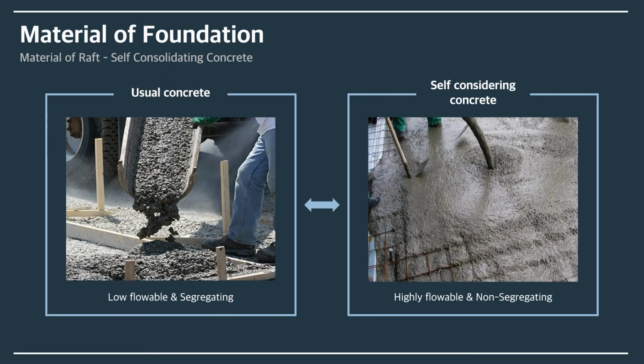In this slide, the material of the foundation. Special concrete pours were used for the raft and pile foundation. SCC is a highly flowable, non-segregating concrete that spreads into place. Also, it fills formwork and surrounds even the most congested reinforcement without the use of any mechanical vibration. So, it allows innovative architecture plans and improved constructability.